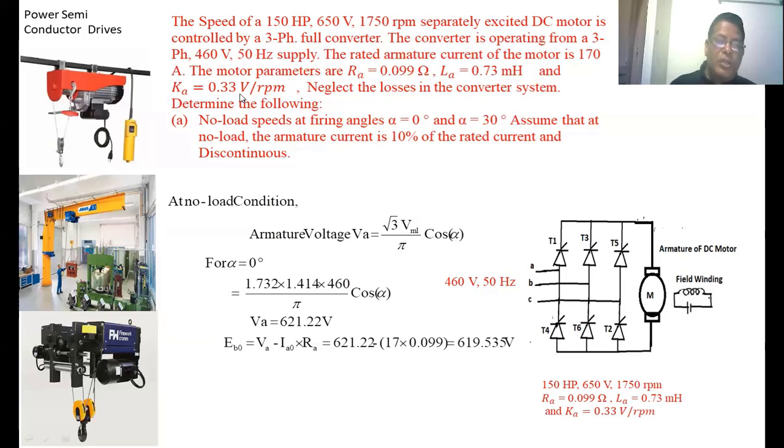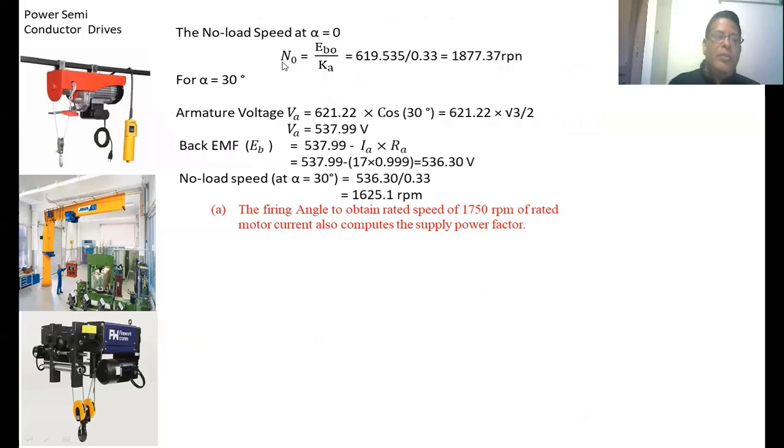Now here the motor constant is given as 0.33 volts per RPM. If you want to get the voltage, it depends on speed, so we have to multiply this constant with the speed in RPM. In any problem, if this type of constant is given, you have to observe whether the speed is in RPM or radians per second, and multiply accordingly. The no load speed at alpha equal to 0: the back EMF equals no load speed into Ka. So no load speed equals back EMF by the constant, 619.535 divided by 0.33, which is 1877.37 RPM.